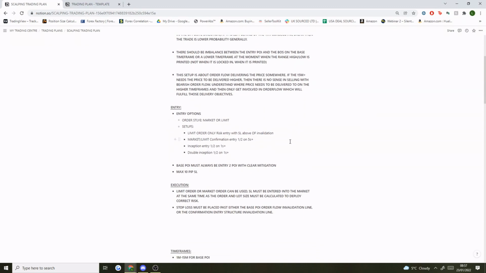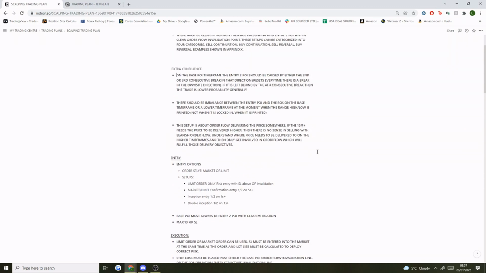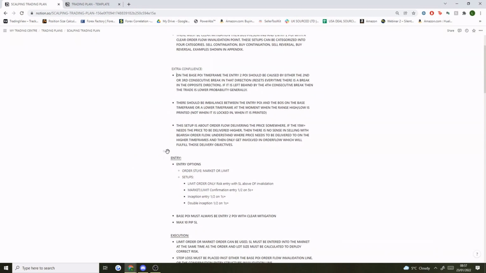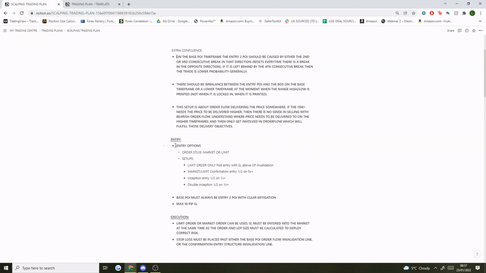In terms of your entry, let's say that you're buying a reaction from a 4 hour bullish order block. Maybe you need to see 2 lower highs before you get involved. So that's your entry criteria. You need to have your overall opportunity identification, and then you also need to have your actual entry setup of how you're going to get involved in that opportunity.